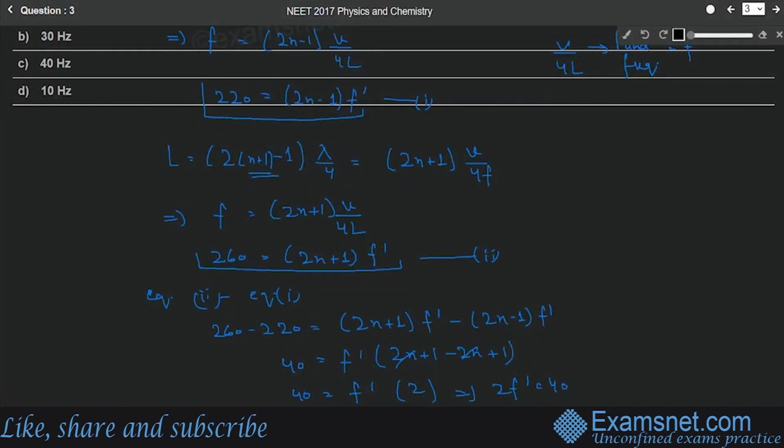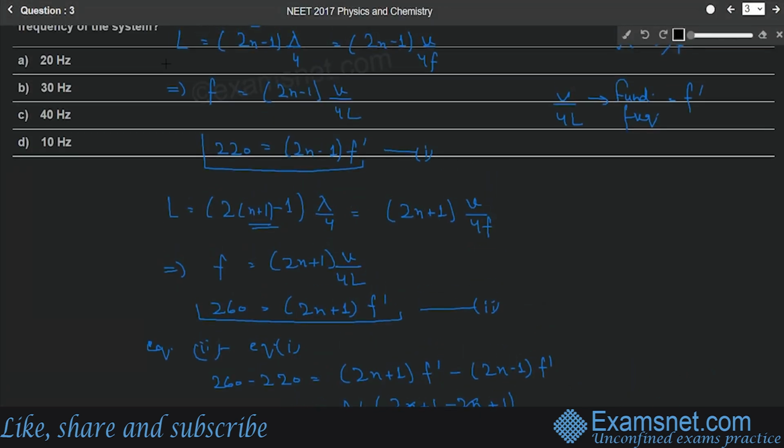So what will be the value of f dash? F dash will be equal to 40 divided by 2, that is 20 hertz. Okay, so the fundamental frequency is equal to 20 hertz. That means which option will be the correct one? Option number A will be the correct answer.